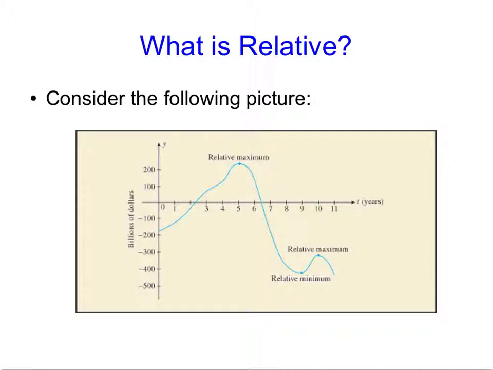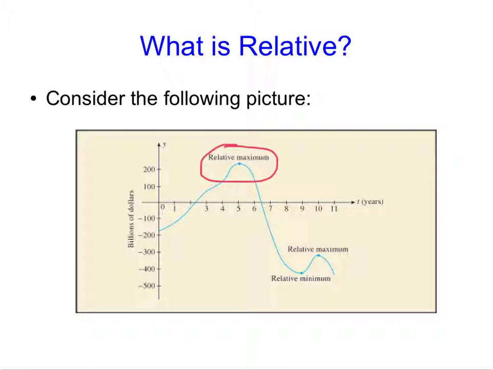So what do we mean by relative extremes, local extremes? Let's look at this picture here. You can see it depicts something called a relative maximum, and what that means is as long as we're looking at the neighborhood around that point, it's the highest one on the function. We're not sure what's happening other places in this function, but we do know that at around 5 years there's a high point in this function.